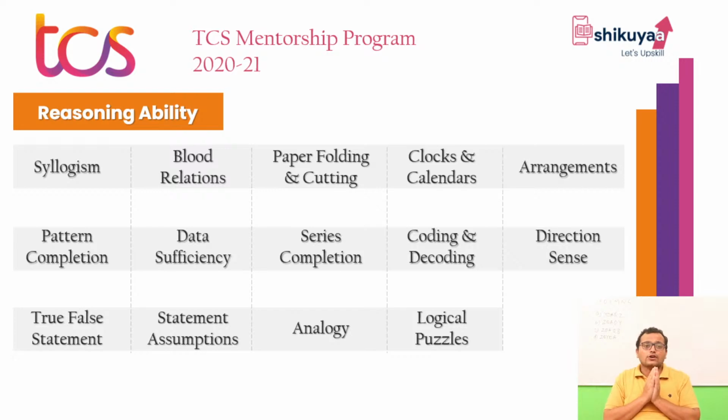Now last one is logical puzzle. Now this is totally different from the remaining puzzles. It is direct application based. We'll see in the upcoming session problems on the basis of this logical puzzle. Okay. Now these are the few important topics, like around 15 important topics are there.